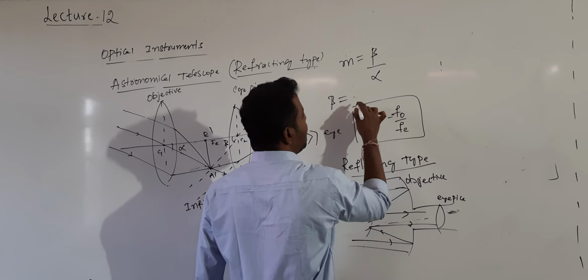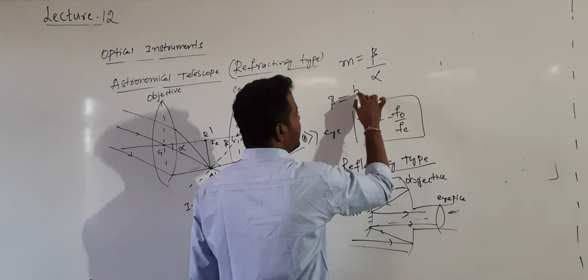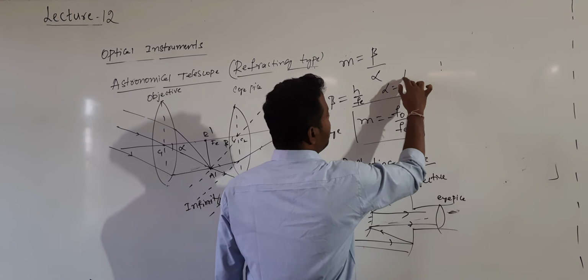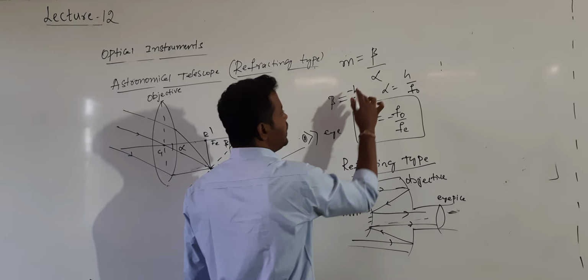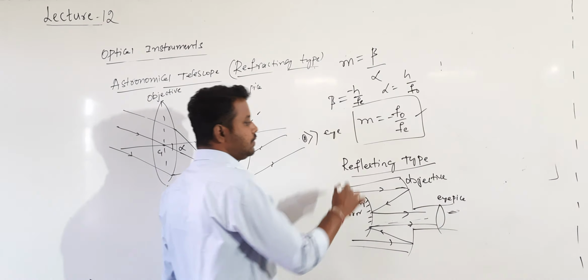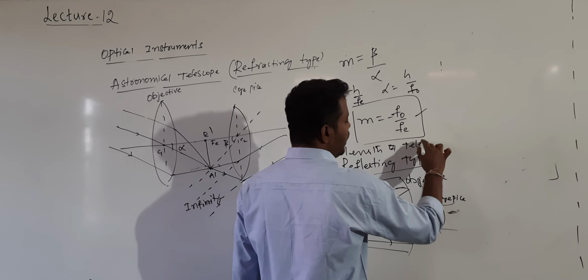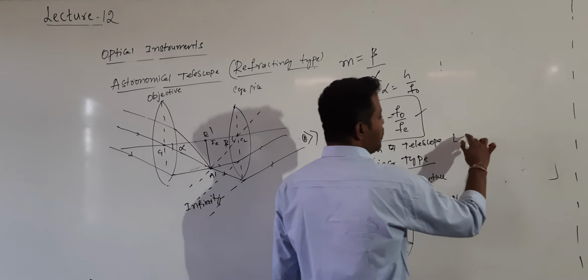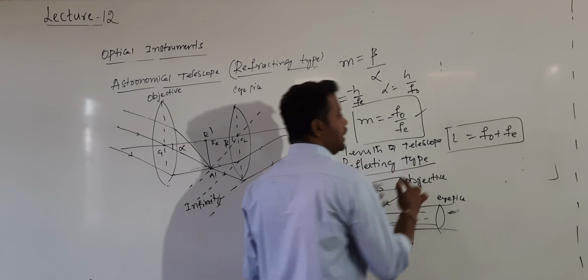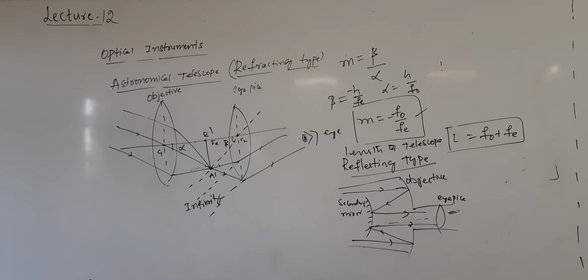Then how can I get the beta value? Like before, beta is given by the size of the image, h divided by fe. Whereas alpha will be h divided by f naught. Then beta by alpha I will get is minus f naught divided by fe. And what is the length here? The length of the telescope is given by L. So L is equal to f naught plus fe. This gives us the length of the telescope. Okay? And this is regarding ray optics.